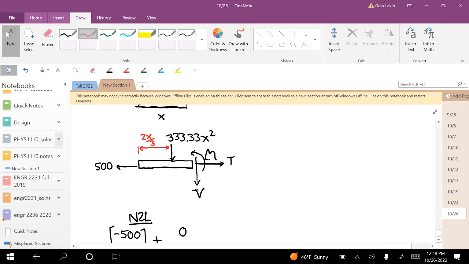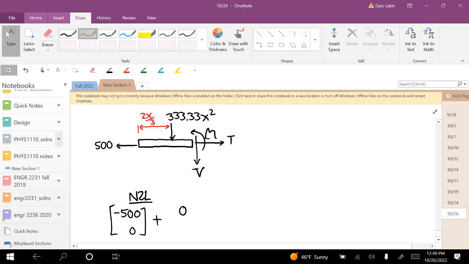Okay, now this messes with people's heads all the time. What's the sign of this 333.33x squared, which is in the y direction only? Is it positive or negative? It's negative. Think of the arrow as a unit vector and you're multiplying it by a number, okay? So 0, 1 times that. So this is 0, negative 333.33x squared.